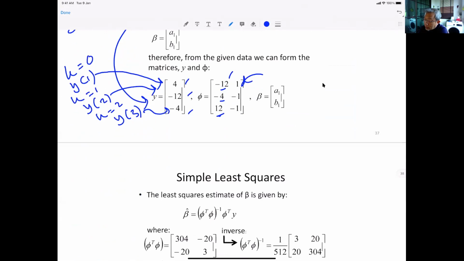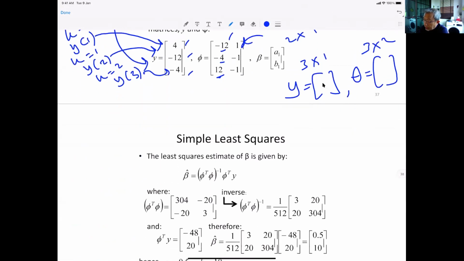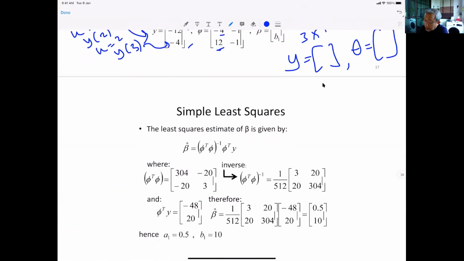So that's why we already defined the y matrix and theta matrix, where this one is a 3 by 1, this one is a 3 by 2, and this one is a 2 by 1 matrix. So we're going to estimate the beta. Beta is equal to theta transpose theta multiplied together, inverse, then multiplied with theta transpose y.